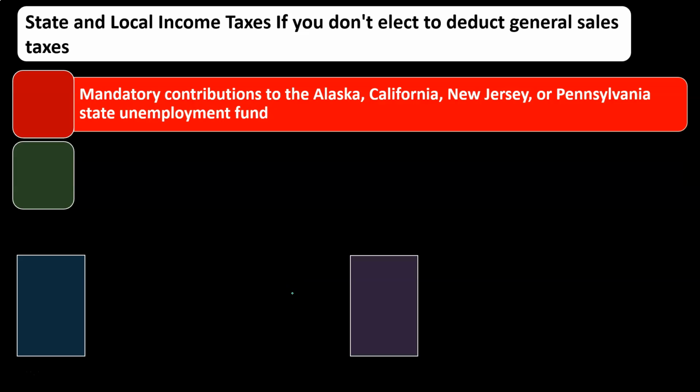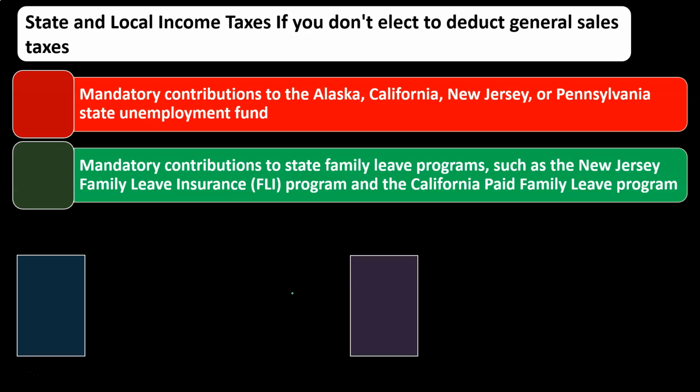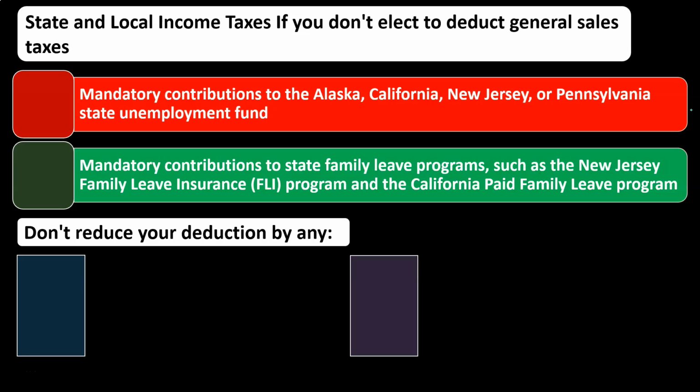So we have the mandatory contributions to the Alaska, California, New Jersey, or Pennsylvania State Unemployment Fund, mandatory contributions to state family leave programs such as the New Jersey Family Leave Insurance FLI program and the California Paid Family Leave program. Again, these are a little bit outside the norm, so just make sure you do your research with regards to those items if you have questions about them.